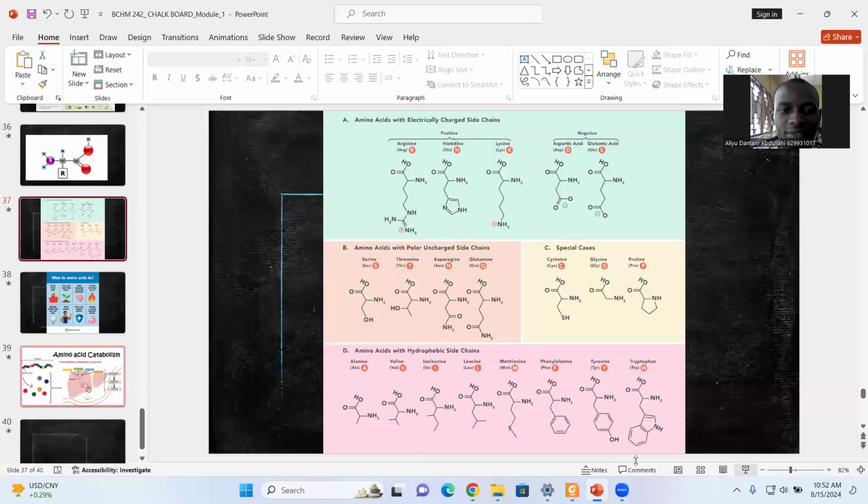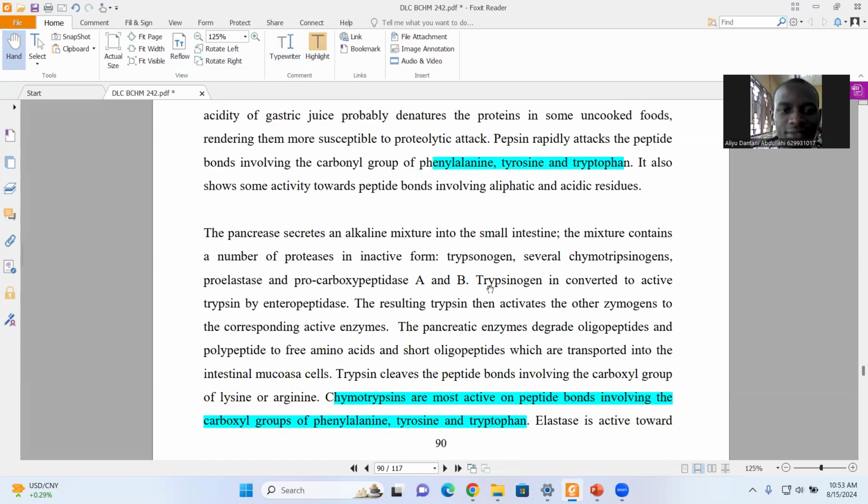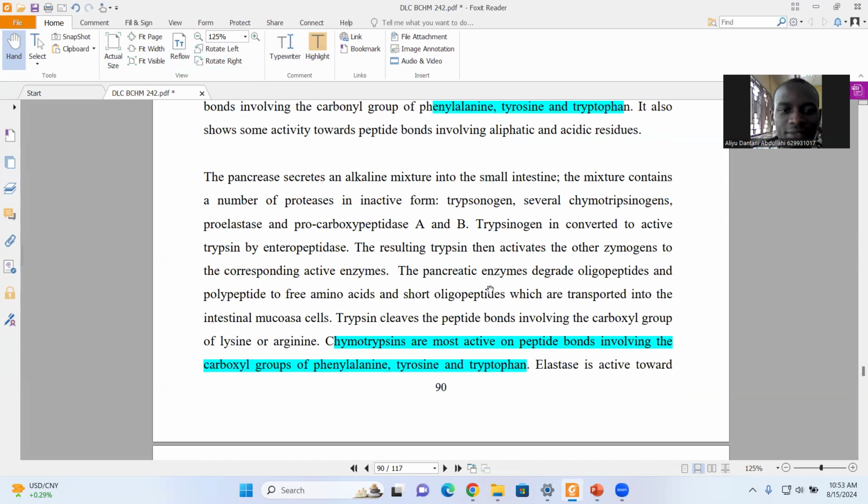Now, somehow your pepsin works very well with proteins that have these amino acids in them: phenylalanine, tyrosine, and tryptophan. So that's what's being said here. Okay, the pancreas. The pancreas creates an alkaline mixture into the small intestine.